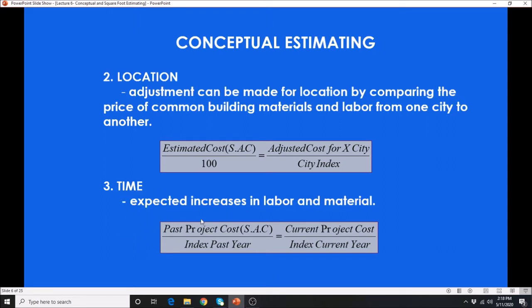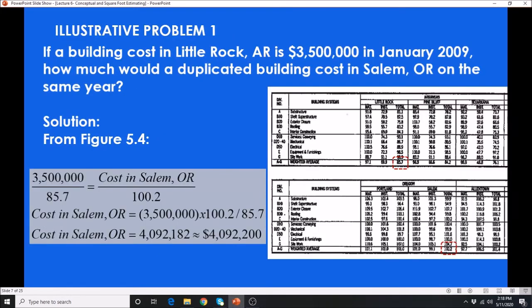Okay. Now, I just want to make it clear, the one that you have in the textbook is a 2009, and I'm going to stick with that particular table. However, we already have updated tables that we can find on the internet, or you could buy the RS Means estimating books, which usually cost about $400. Probably they already have the 2020 estimating index. Alright, so to illustrate, I have here several illustrative problems.